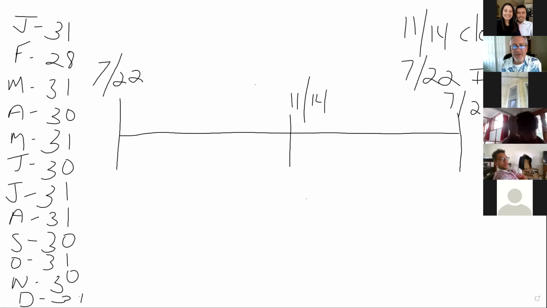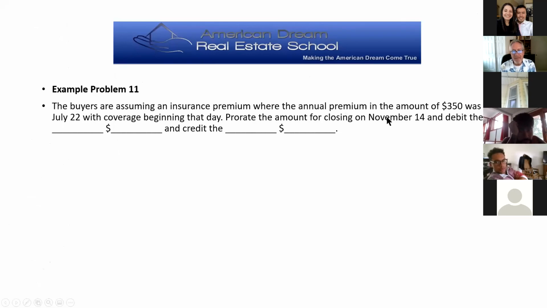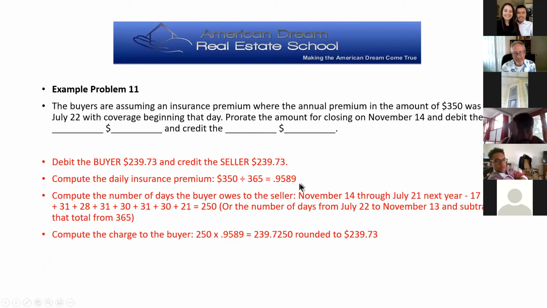Go back to the question so you can see it. We're closing on the 14th, but the buyer is assuming a payment that the seller paid in advance on the 22nd. That's why the seller needs to get a credit. Let me show you what it looks like. I've got to get the number of days that the seller will not be in the property that he paid for. So that's the 14th through July 21st of the following year.